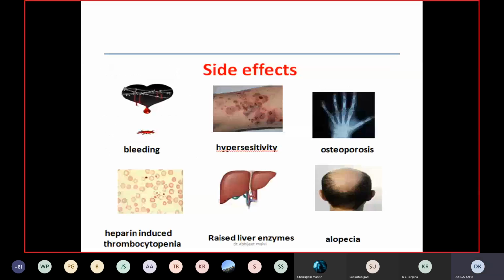You can see here in the figure so that you can remember easily. These are the side effects: bleeding, hypersensitivity reaction, osteoporosis, heparin-induced thrombocytopenia, raised liver enzymes, and alopecia, that is hair fall.